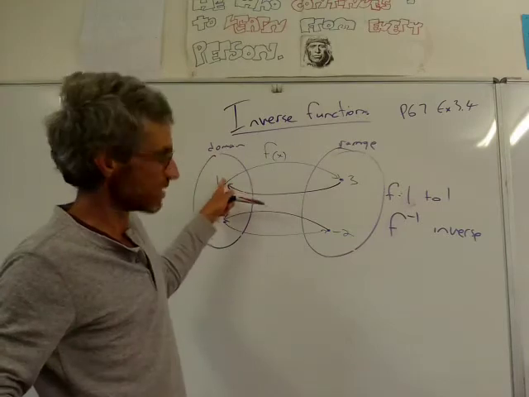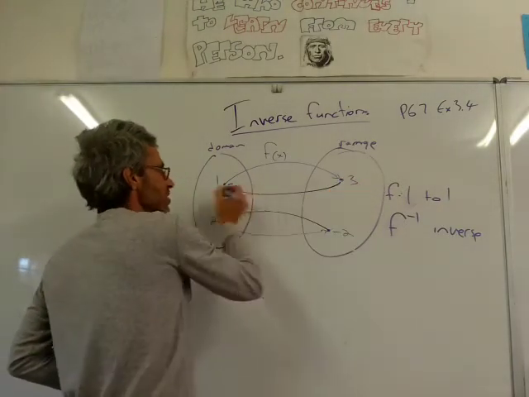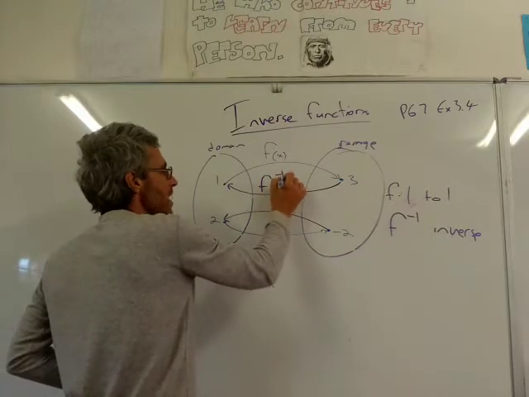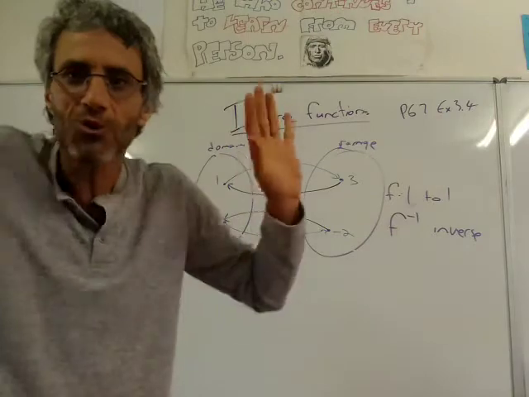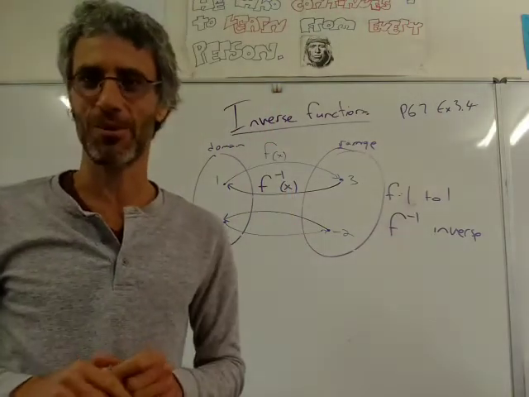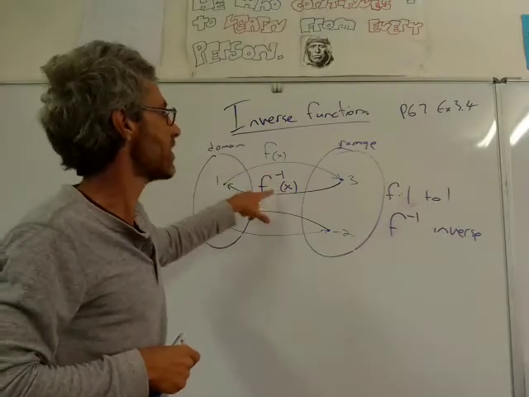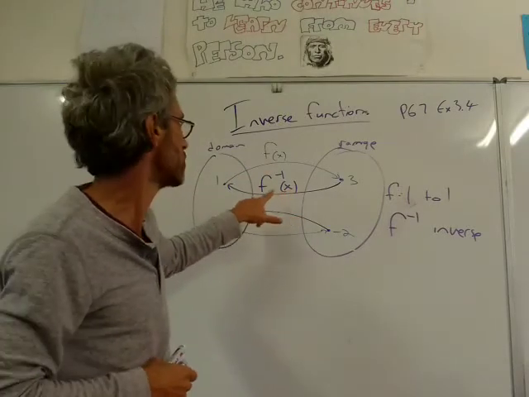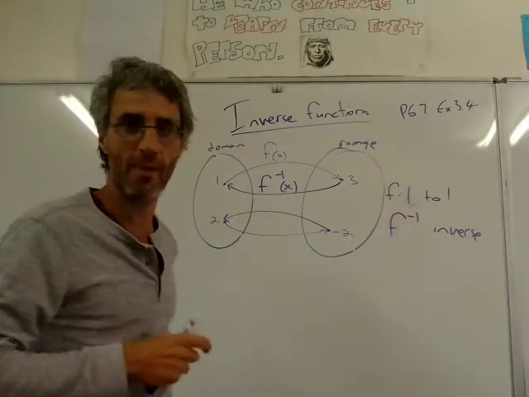So if this is the normal function f, the inverse function, the one that takes 3 and turns it into 1, will be f minus 1 of x. Right now, I don't know what f is. We're going to look at the examples in a minute. f can be anything. But if there is such an f, which is 1 to 1, then there is an inverse function, and the symbol for it will be f minus 1 of x.